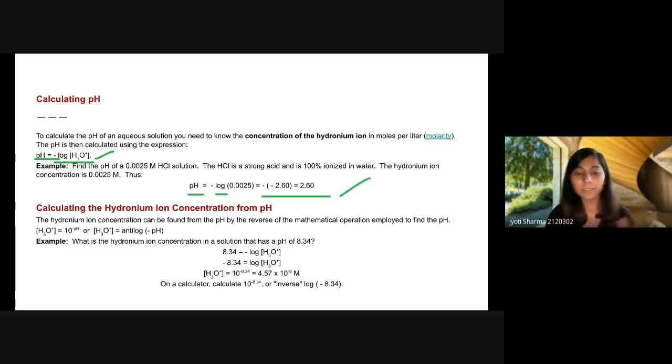But if the pH is given, then again you can calculate the H plus ion, right? From pH you can also calculate the H plus ion, because you can do the anti-log. So if a pH is given and you need to know the concentration of hydronium ion, what will you do? You will do the anti-log or the reverse log, and that's how you can calculate the H plus ion concentration.